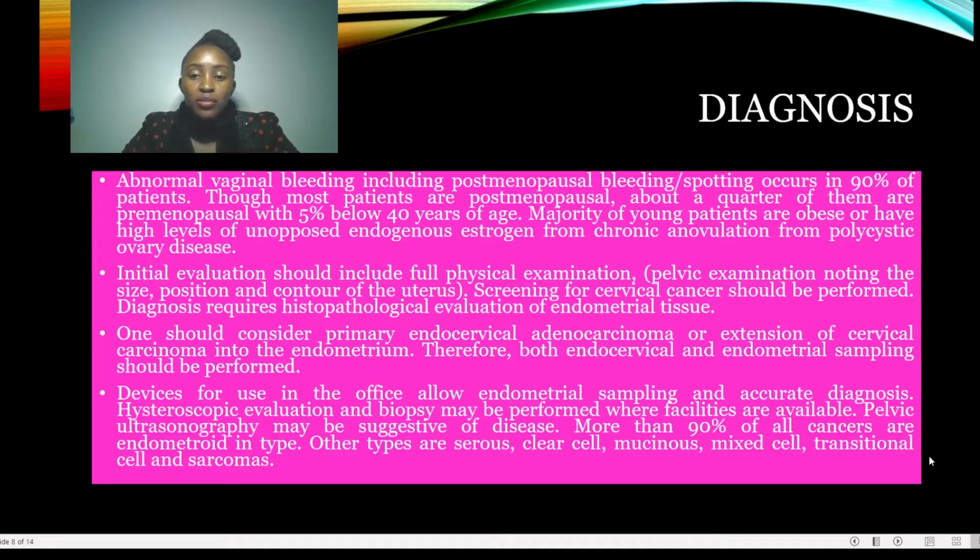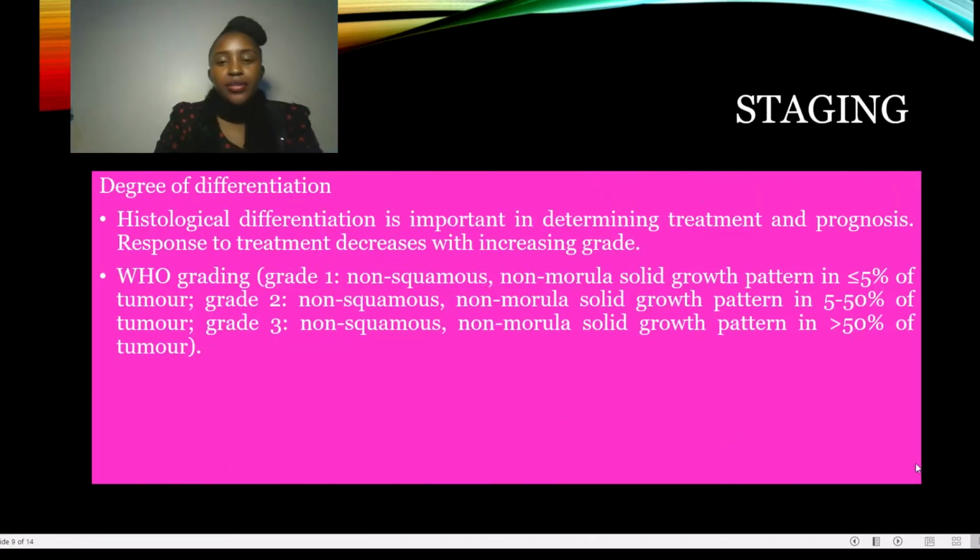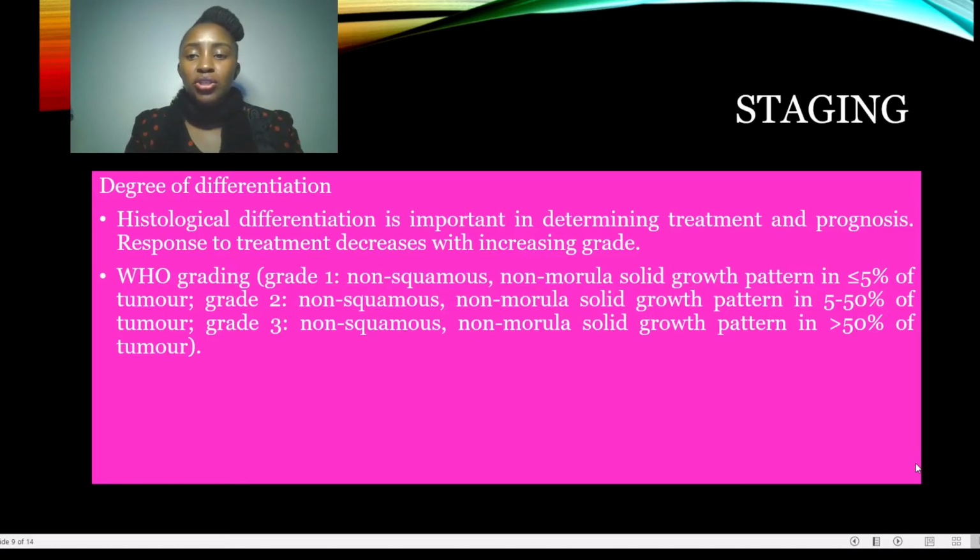More than 90% of all cancers are endometrioid in type, and the other types are serous, clear cell, mucinous, mixed cell, transitional cells, and sarcomas. So the next thing we are going to look at is the staging, and before we go into staging, it is important to notice the degree of differentiation because it is used during histological differentiation and grading the type of tumor one has. Histological differentiation is important in determining treatment and prognosis. Response to treatment decreases with increasing grade of assigned cancer.